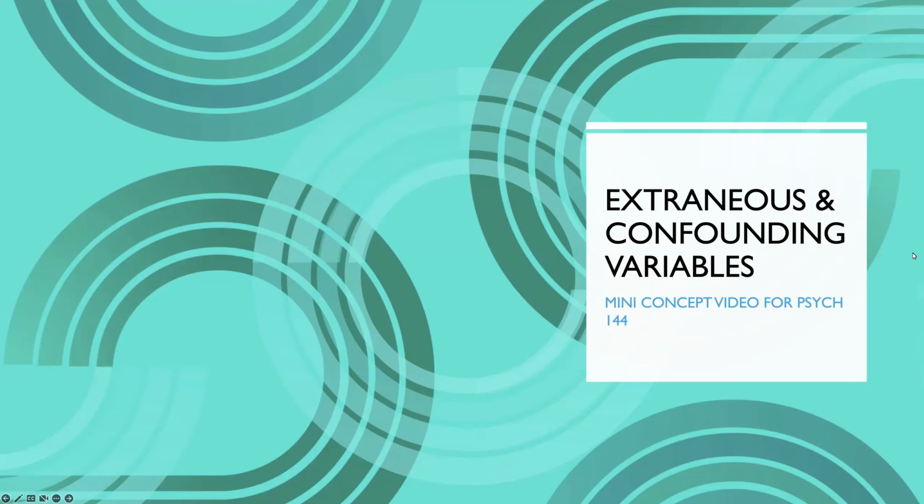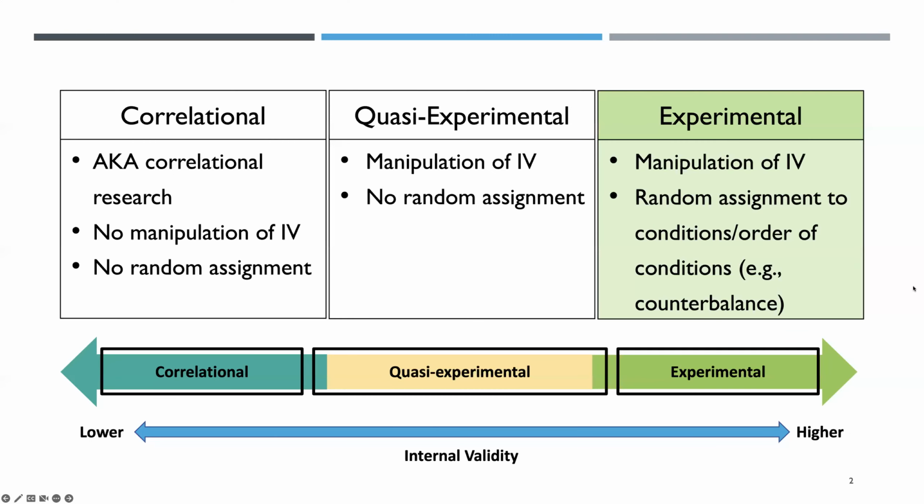All right, this is your friendly neighborhood professor talking about extraneous and confounding variables today. Before we get into extraneous and confounding variables, I want to remind you what we're talking about with an experimental study. An experiment controls extraneous variables and it manipulates independent variables. So that's what we're talking about here.